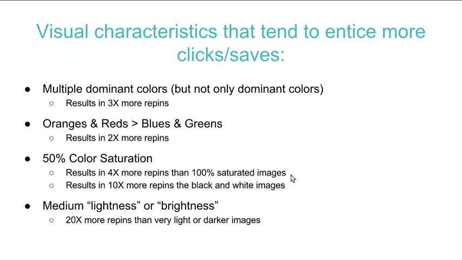And then the medium lightness or brightness gets 20 times more repins than very, very light or darker images. So you just want to be very careful with your editing and your photo taking, that you are getting clear, crisp photos. They're not washed out or blown out, and they're not shadowy.